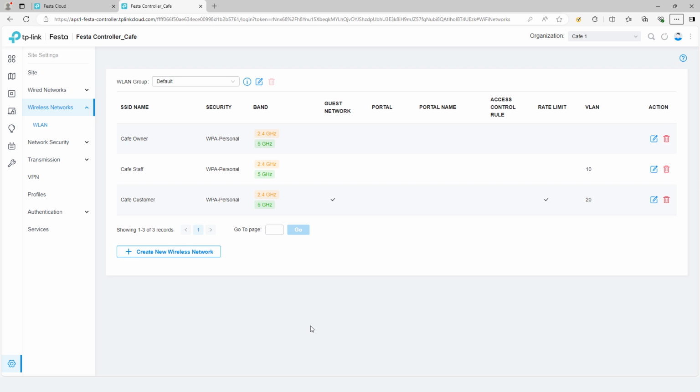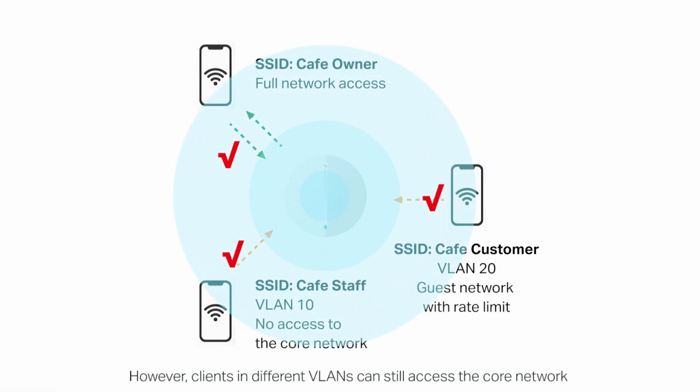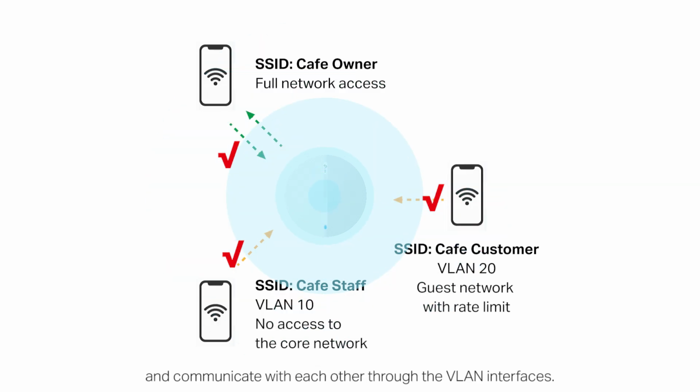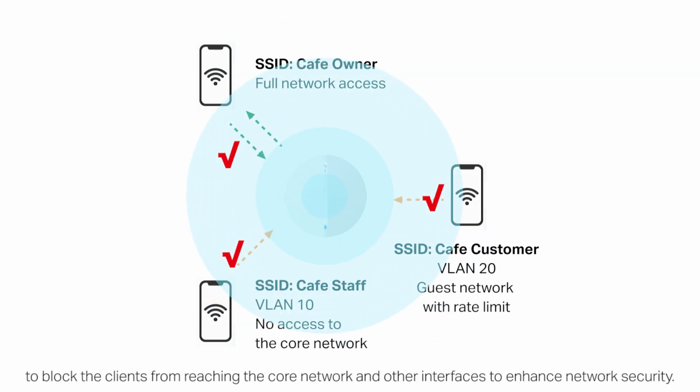Step 6. Set up ACL rules. We now have 3 SSIDs for different clients and assign the staff and customers connected to the Wi-Fi to the corresponding VLANs. However, clients in different VLANs can still access the core network and communicate with each other through the VLAN interfaces. Thus, we also need to configure extra ACL rules for each interface to block the clients from reaching the core network and other interfaces to enhance network security.